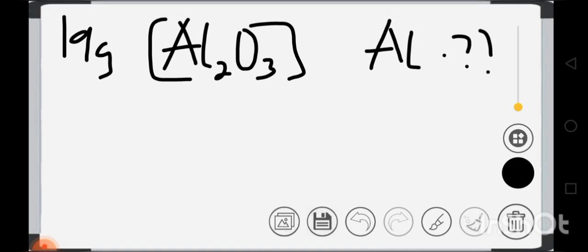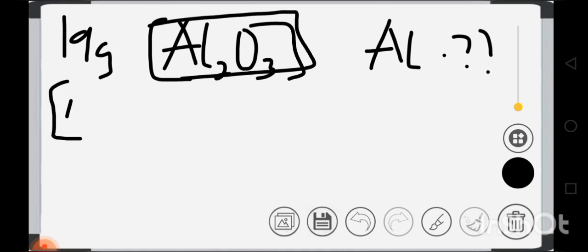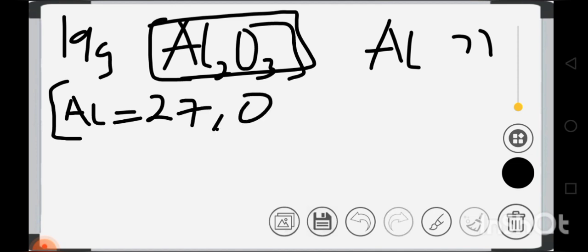Now from this formula, from the periodic table, maybe you see in brackets Al equal to 27. That is the atomic mass of aluminium. Then O equal to 16. That is the atomic mass of oxygen.